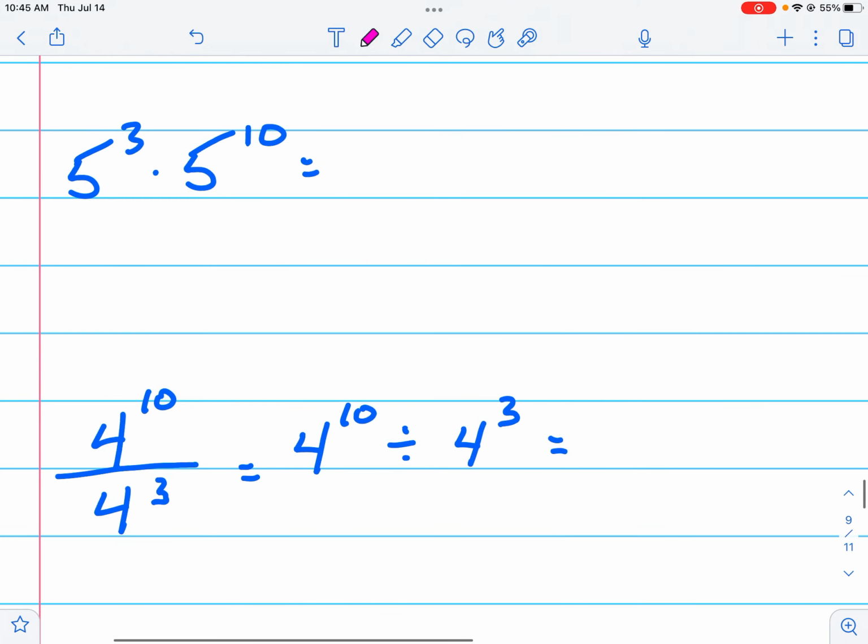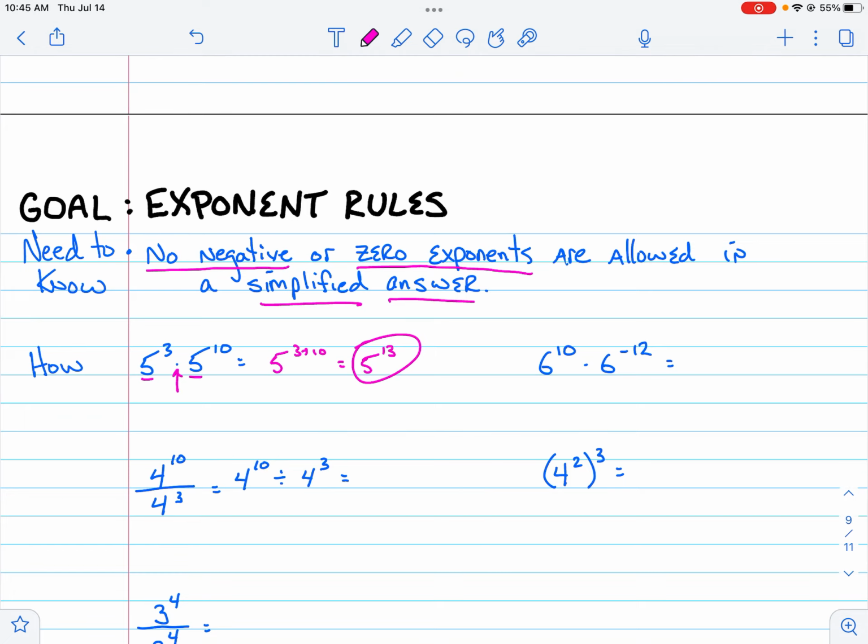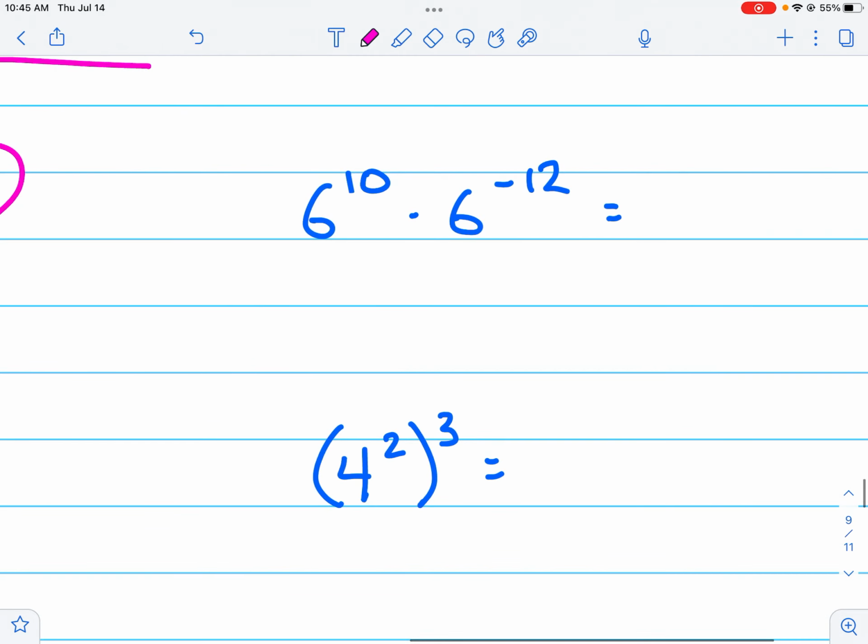Without giving you a bunch of theory, the first exponent rule is if you're multiplying and the bases are the same, you can simply add your exponents. 3 plus 10, 5 to the 13th power. That's it. You're done. Very, very simple. Let's go over to the right-hand side here. Okay, here it is again.